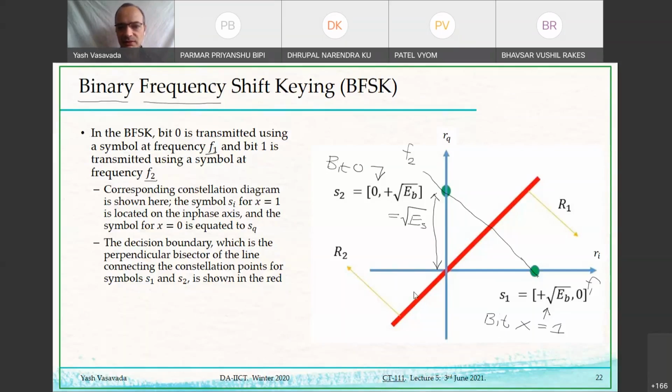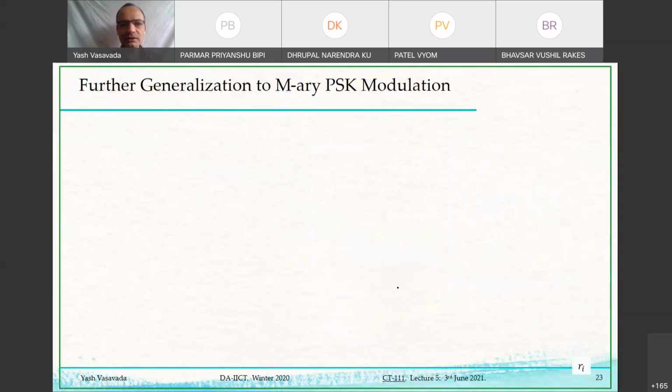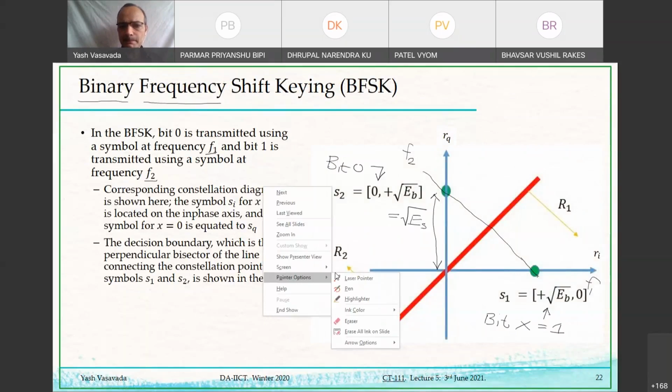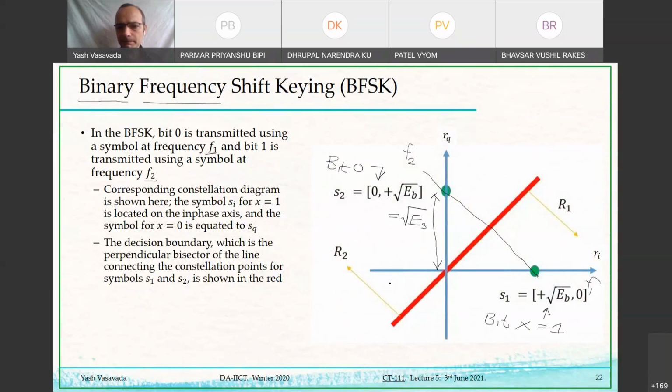So decision region R1 is this decision region over here. This is the decision region for bit 2, R2. This is the decision region for bit 1, R1. And the decision regions are separated by this red colored boundary, which has to be a perpendicular bisector of this black line connecting these two constellation points. And it's pure geometry.